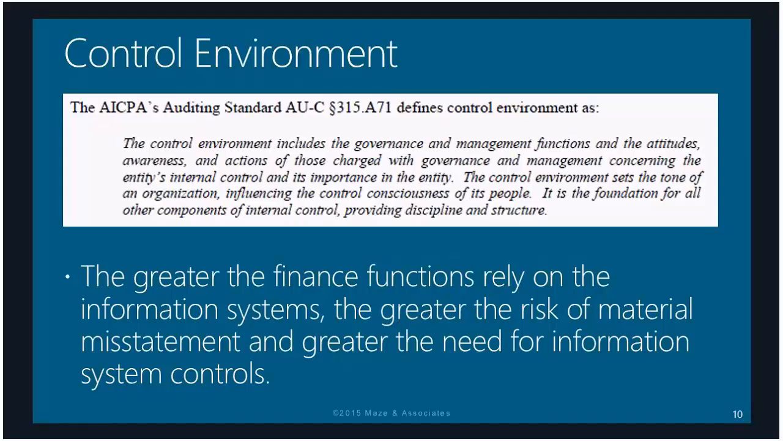So the AICPA auditing standards have a definition of what a control environment is. And I'm going to read this to you. Normally I don't want to read what's on the slide, but this is an important thing. The control environment includes the governance and management functions and the attitudes, awareness, and actions of those in charge with governance and management concerning the entity's internal controls and its importance to the entity. The control environment sets the tone for the organization, influencing the control consciousness of its people. It's also the foundation for all other components of internal control, providing discipline and structure.